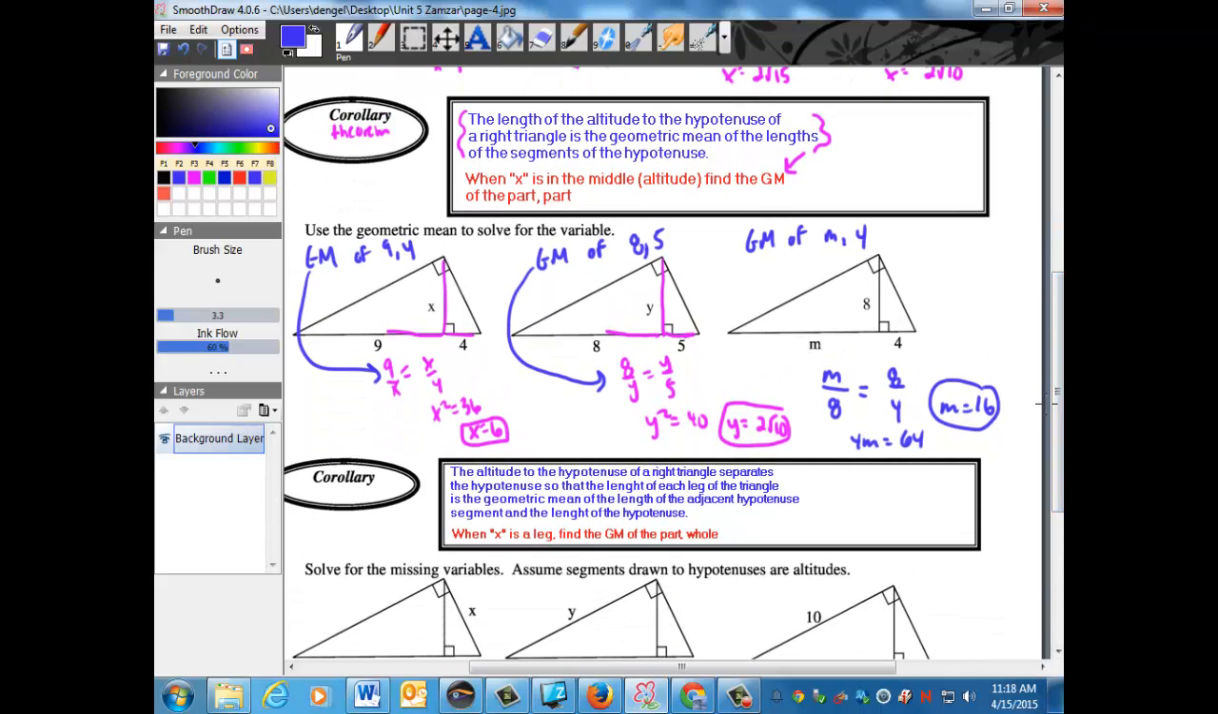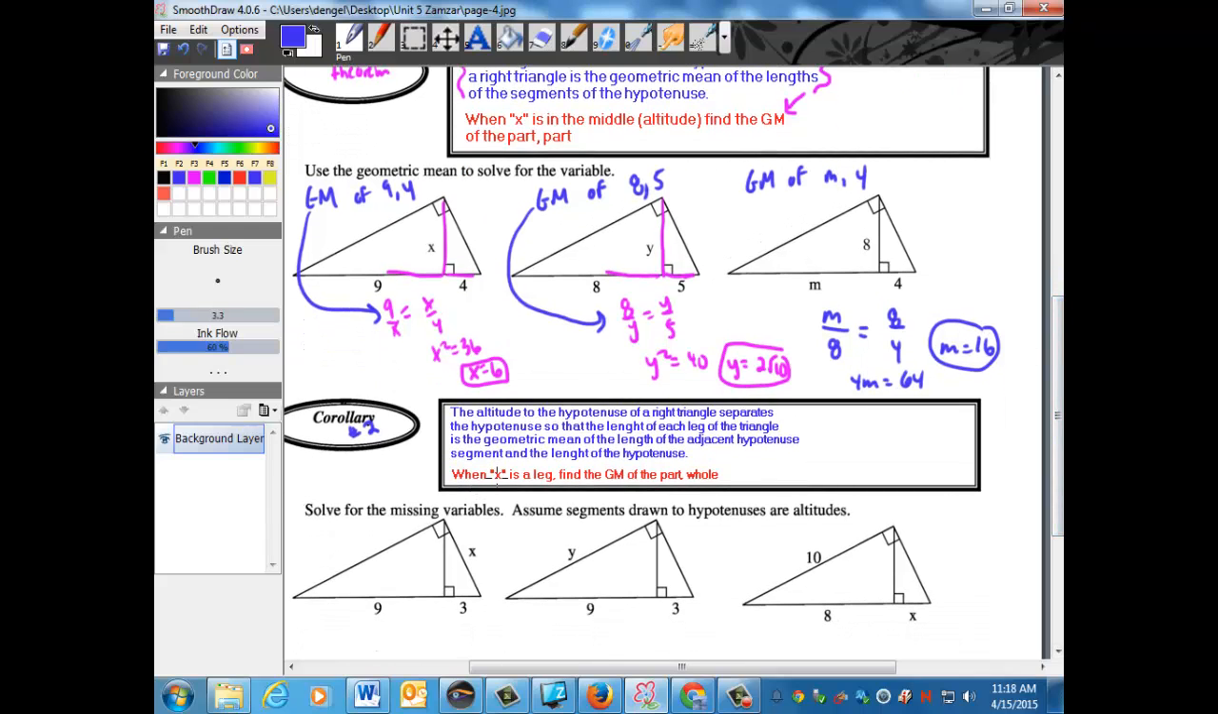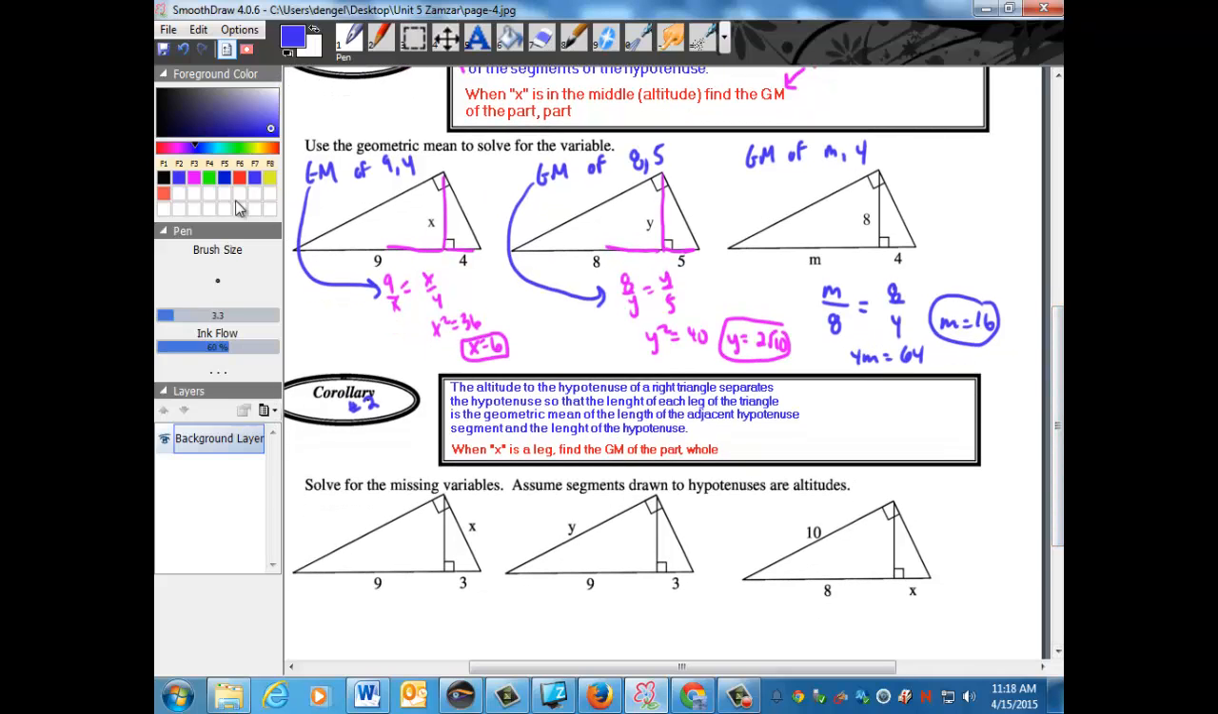Alright, our second corollary, this is our corollary number 2. It says a lot of things. It says that the altitude to the hypotenuse, and then so on. What they're really saying here, and it's been shortened down for us so that we can have a shortcut way to remember what all this is saying, is that when x is a leg, then we find the GM of the part and the whole.